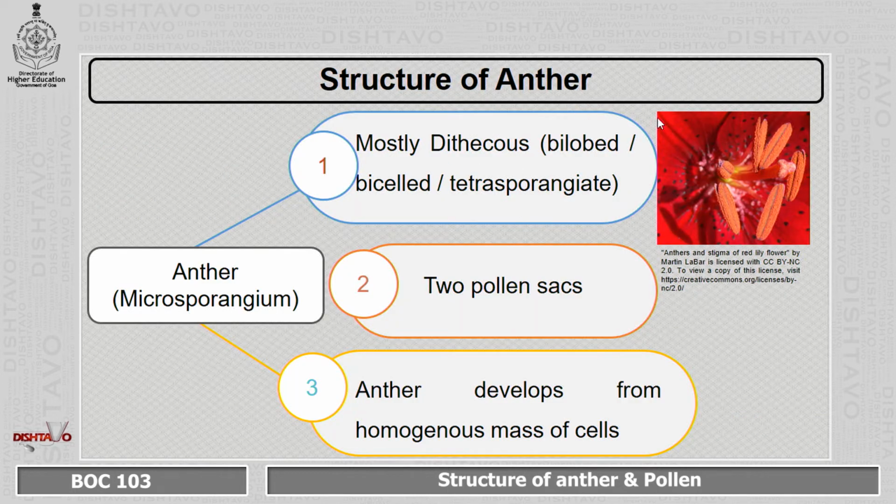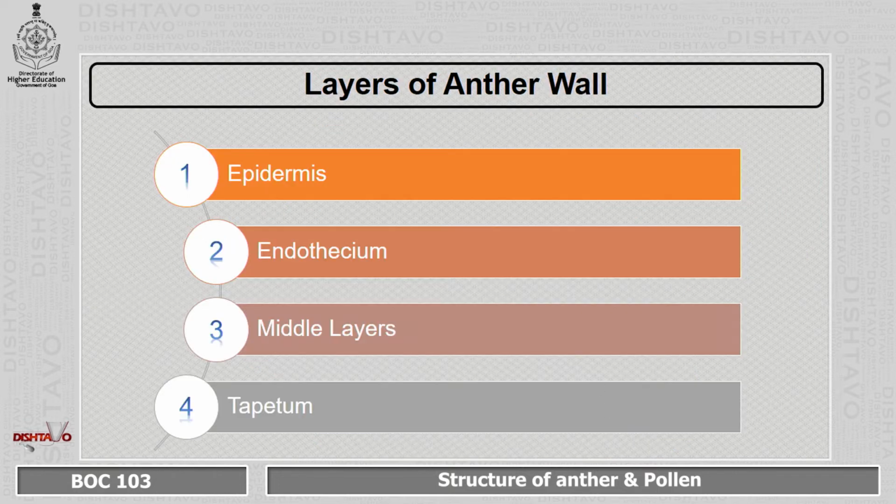Coming to the structure of an anther, in this picture I have highlighted the image of an anther. We can see that anther is mostly dithecous, which means it is bilobed. You can see here it is bilobed, bicelled or tetrasporangiate. Tetrasporangiate character we usually see when we take a cross section of an anther, which means it has two pollen sacs on each lobe. The anther develops from the homogeneous mass of cells.